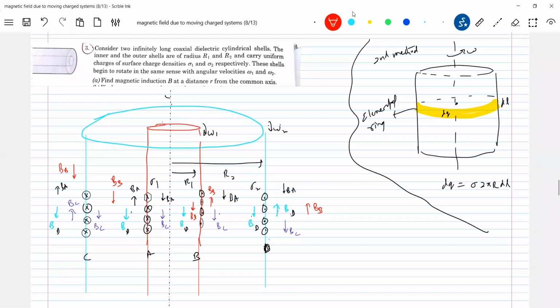Now directly we know magnitudes, no? The field produced by C and D should be equal. The magnitude should be equal. BC equal to BD is equal to how much? Mu naught sigma R omega by 2. So it is mu naught sigma 1, sigma 2. Similarly, the field produced by A and B, mu naught sigma 1 R1 omega 1 by 2. Then take superposition of all, you'll get the required answer.